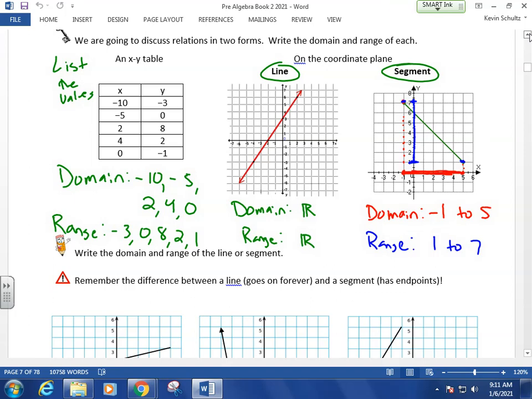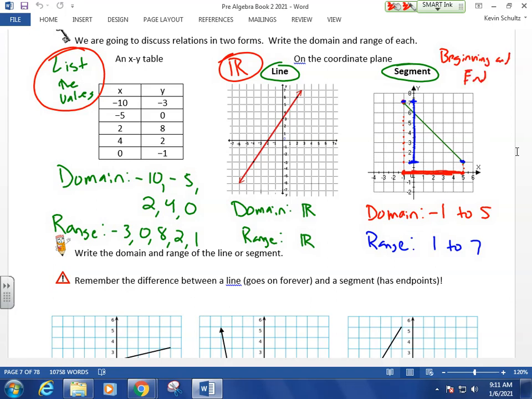Going on down a little bit further here. And so before I clear this, please get the quirks of each type of relation here. For an XY table, you'll always be listing the values. Okay. For a line, your answer is always going to be that all reals symbol because it goes on forever. For a segment, I don't want to say you are looking for a range, but you're going to have a beginning and an end. I didn't want to use the word range because the word range is one of the things that we're trying to find, and it means something specific. But you're going to have a beginning and an end. What is the beginning x, the end x, the beginning y, the end y? There'll be one of each of those types on your test.